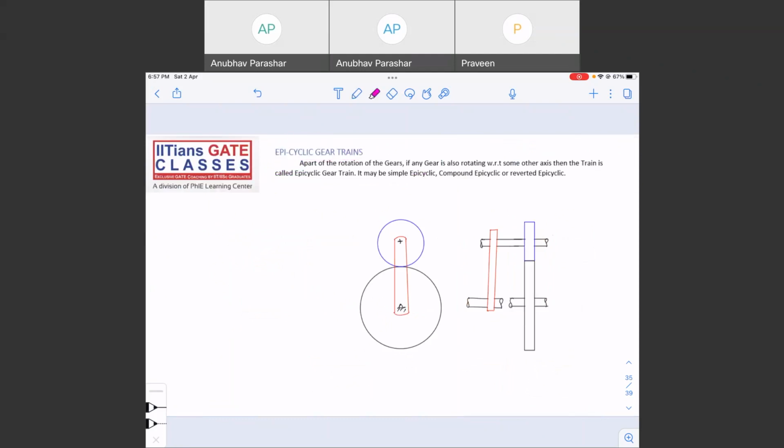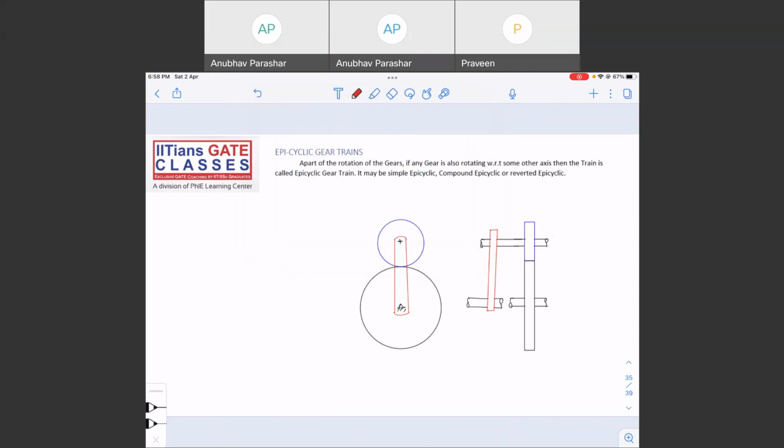Again, this is very useful. It is used in a lot of places, in aerospace industries, even in vehicles and rockets. Epicyclic gear trains have very wide applications, right? Okay, let us try to understand what exactly an epicyclic gear train is.